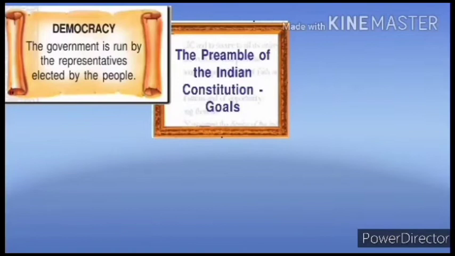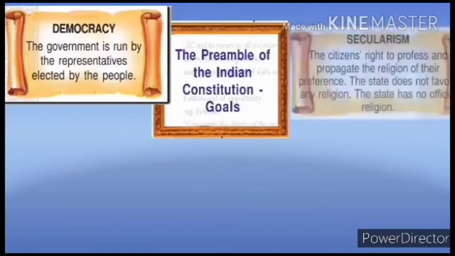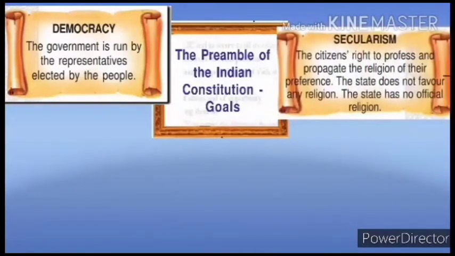First one, democracy. The government is run by the representatives elected by the people. Second one, secularism. The citizens' right to profess and propagate the religion of their preference. The state does not favor any religion. The state has no official religion.